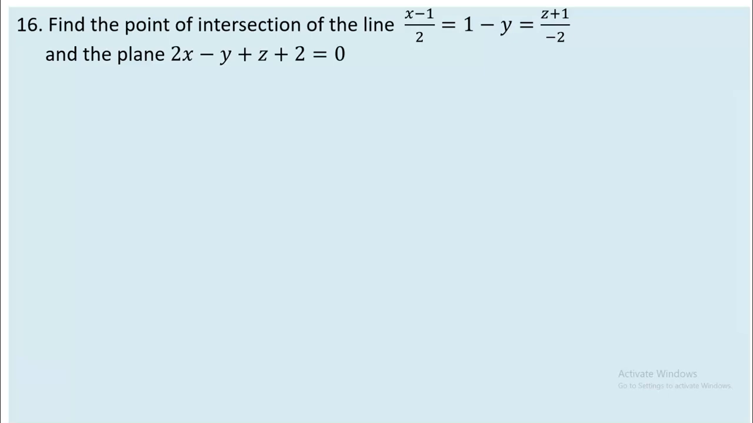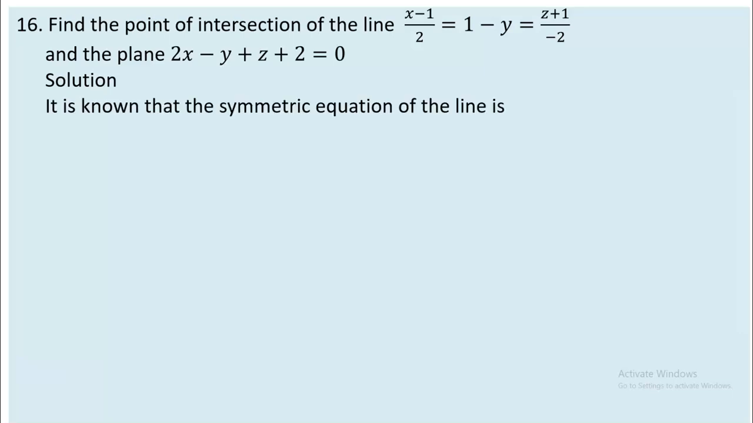Either the line may lie on the plane, or the line may never intersect the plane, or the line may intersect the plane at one point. In the case of this problem, the line will intersect the plane at one point, because the direction vector of the line is not perpendicular to the normal vector of the plane. If it is perpendicular, it will be parallel, students. Or the line may also lie on the plane. Now proceeding to the solution, students.